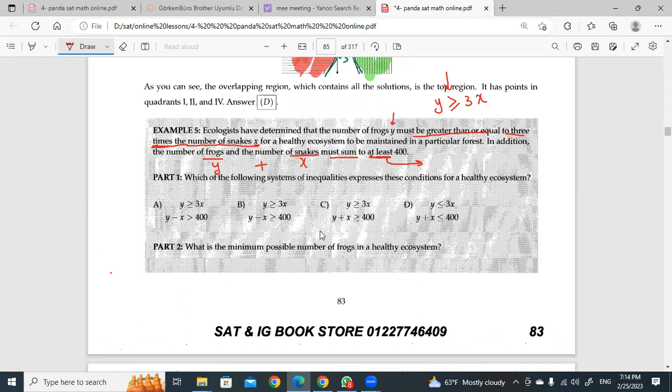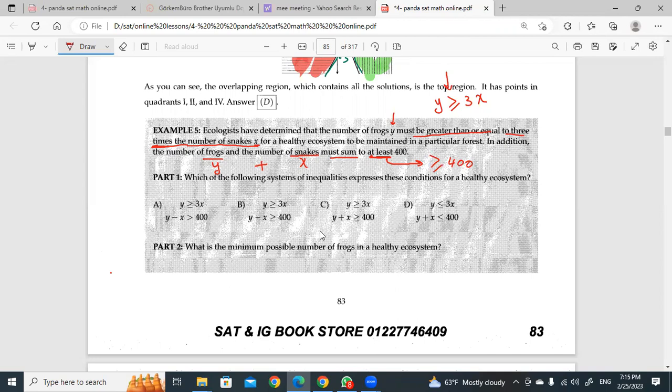Like this, the sum is up to 400? Yeah, the sum must be greater than. The minimum number is 400. Okay? So the sum must be greater than or equal to 400. Clear? Yeah. Clear? Do you need me to repeat again?